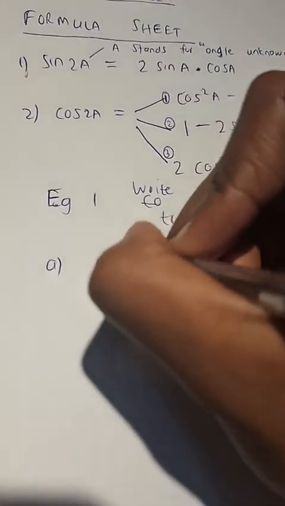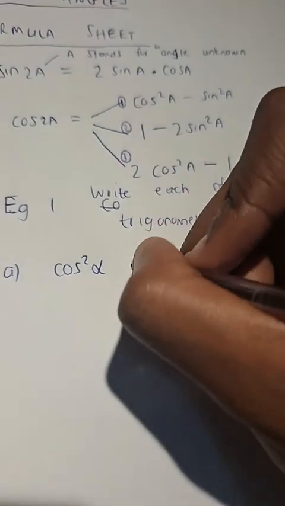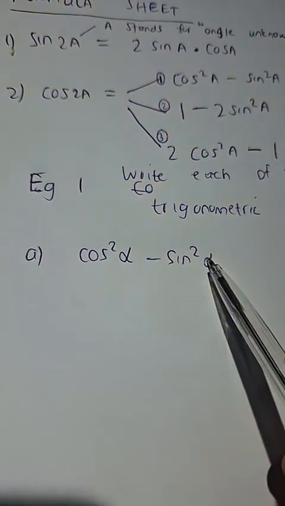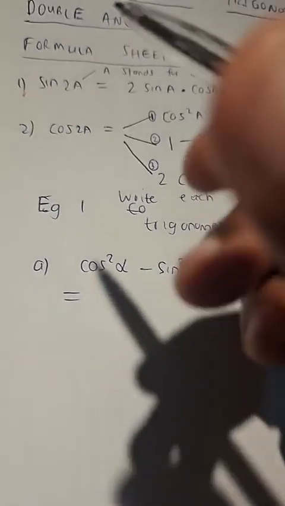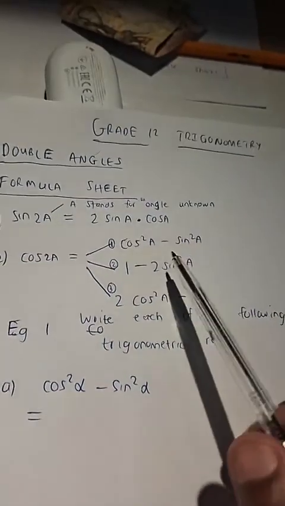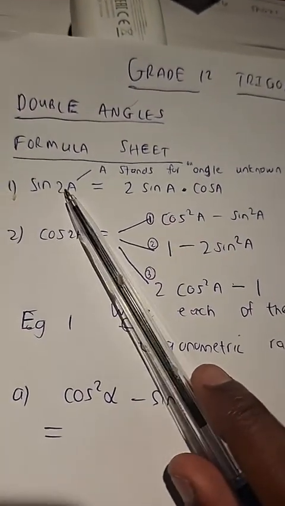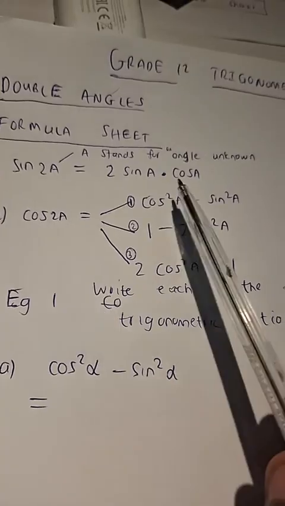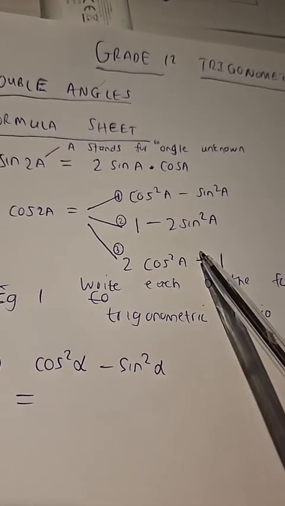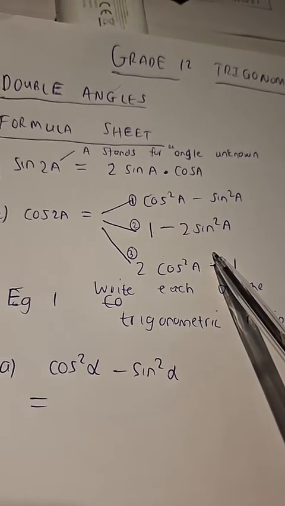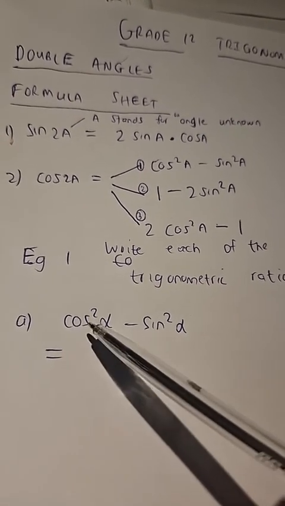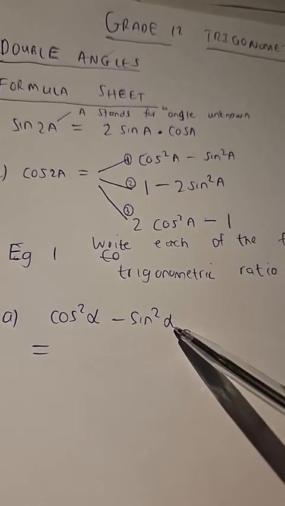So let's look at an example. Let's say we were asked to write cos squared alpha minus sine squared alpha as a single trigonometric ratio. So what would this be equal to? Okay, so when we look at this, we go back to our double angle expressions. We know that the double angle of sine is actually 2 sine A cos A, and then the double angle of cos has these 3 possible expansions. So now we are asked to write this here as a single trigonometric ratio.